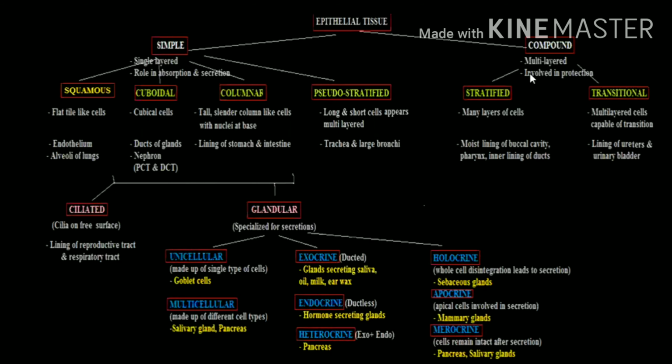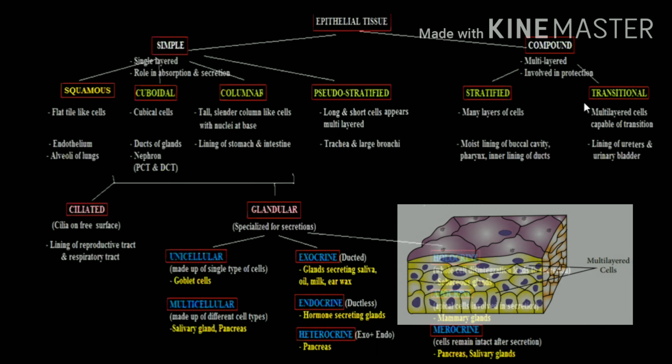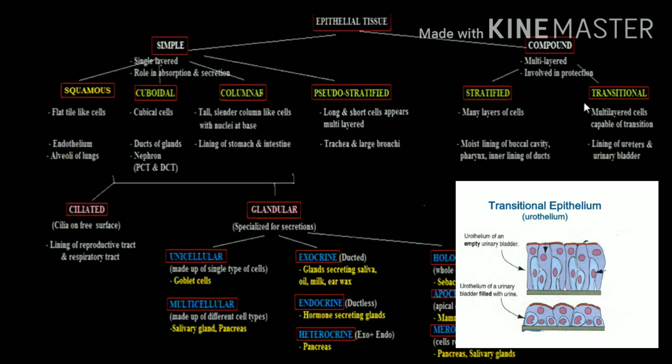Moving on to the compound epithelium, it is further divided into stratified and transitional. Stratified, as the term indicates, is made up of many layers. Strata means layer. So it is made up of many layers of cells, and these are seen in the moist lining of the buccal cavity, pharynx, inner lining of the ducts, glands, etc. Transitional epithelium is a type of compound epithelium which is also made up of multi-layered cells, but they are capable of transition according to the needs of our body, and these are seen in the lining of ureters and urinary bladder.